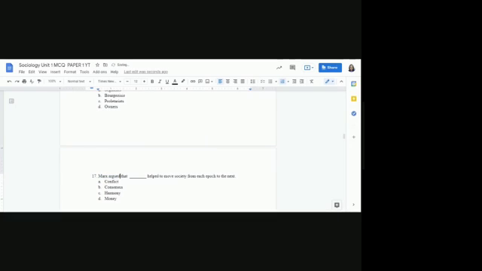Marx argued that blank helped to move society from each epoch to the next. What moves society, class? Yes, conflict. So Marx argued that conflict moves society. Right, so let's move on to question number 18.